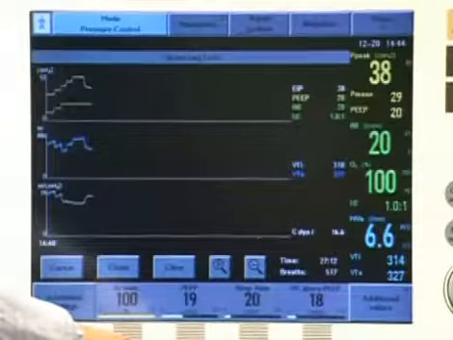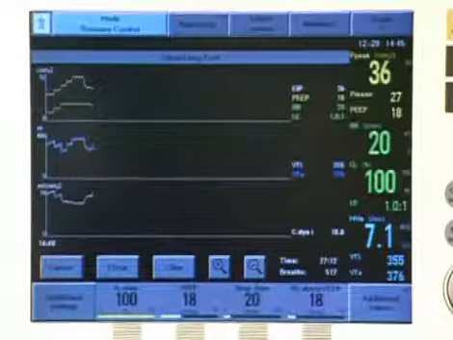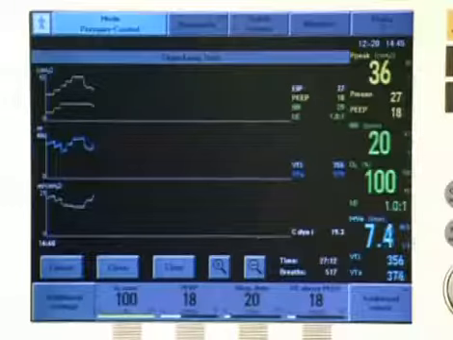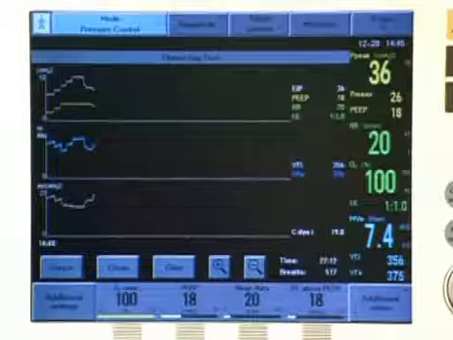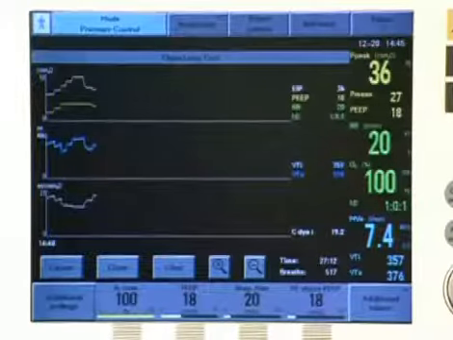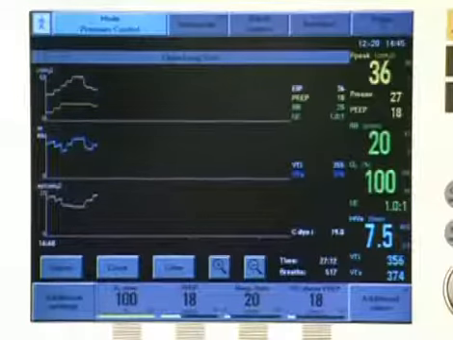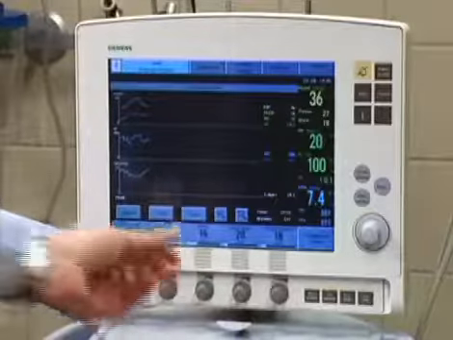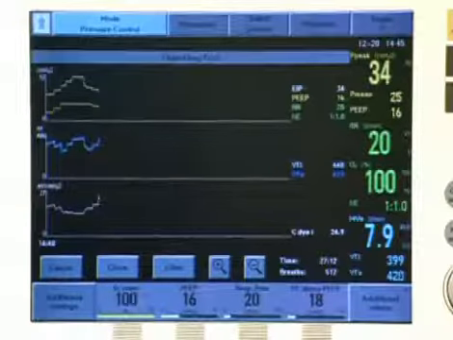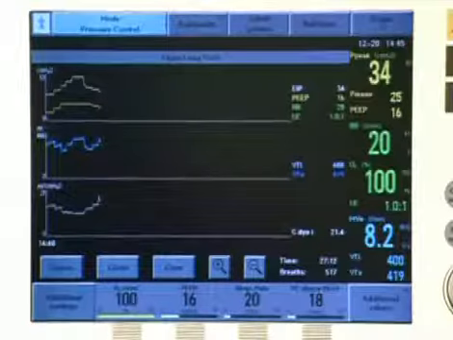In the sequence, PEEP is first reduced from 20 to 18 centimeters of water. This is followed by an increase in compliance, indicating the relief of overdistension. The stepwise decrease in PEEP in 2 centimeters of water steps is accompanied by a stepwise increase in compliance.